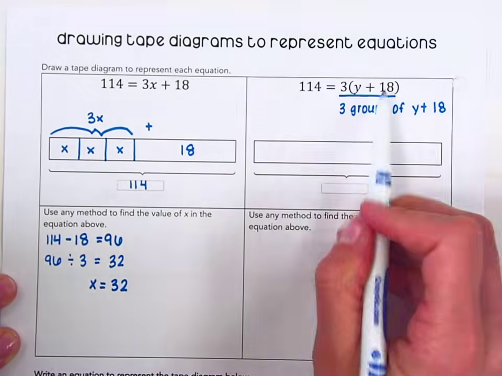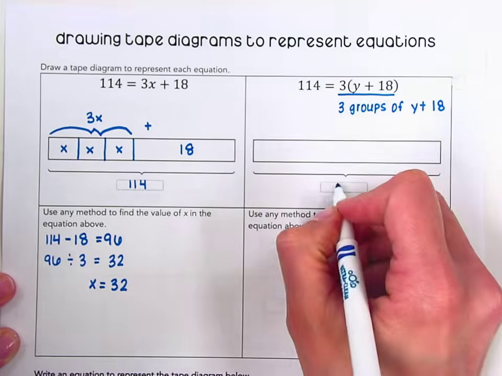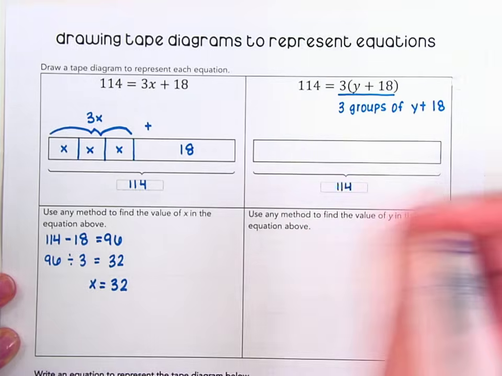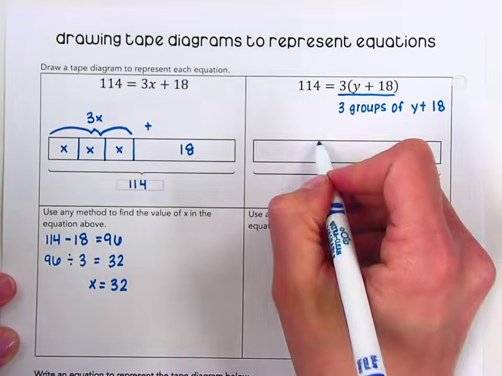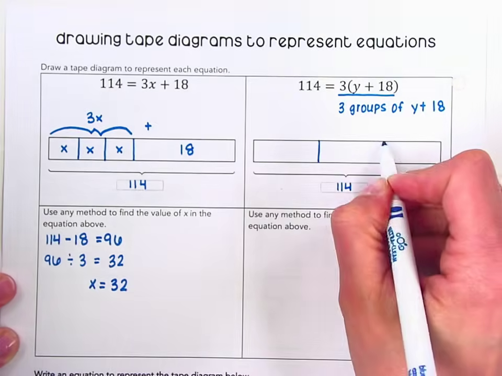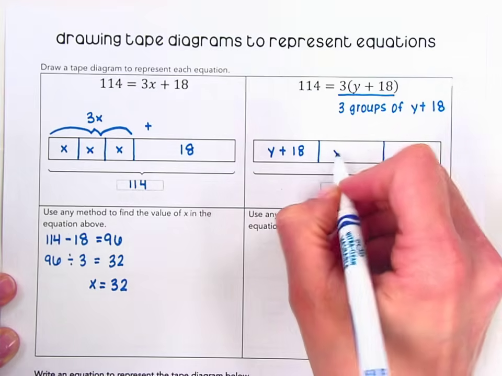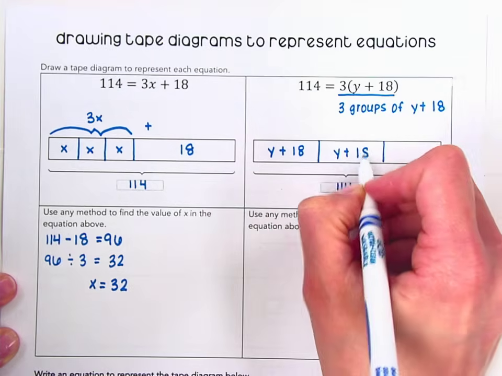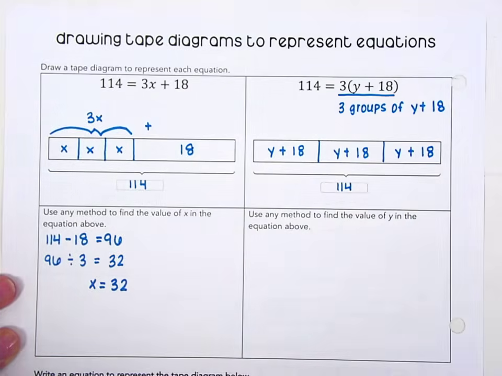So since I know 3 groups of y plus 18 is equal to 114, we know our total always goes here to represent the entire tape diagram. And I'm going to split this into 3 groups of y plus 18. And now I can use the diagram to help me find the value of y. So in this case, there's a couple different approaches I can take.